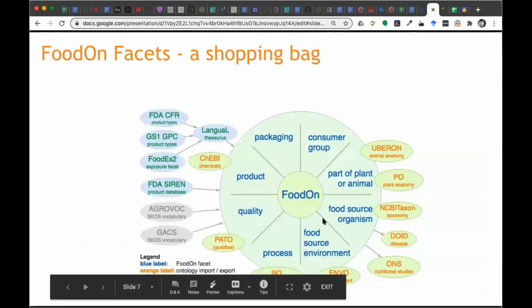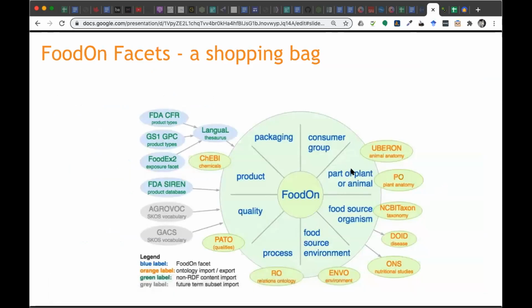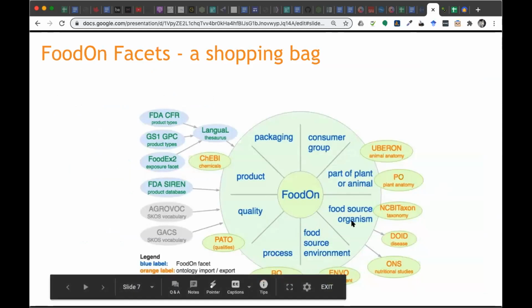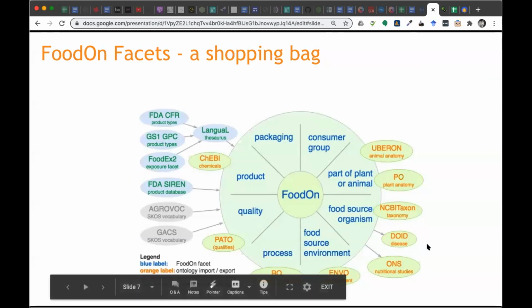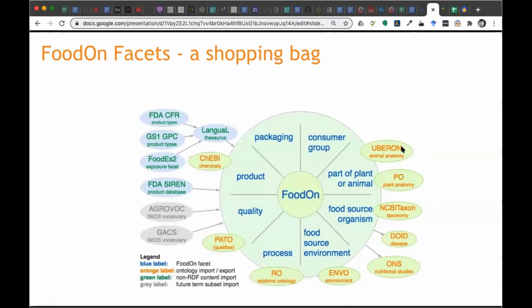So what that ends up being for FoodOn is that you can take a look at a food product and look at each of the facets to describe it. And with those facets, find that some terms are from FoodOn itself for the product name, but others are already created by other ontologies. So NCBI taxon is for the plant or animal food source. The anatomy part, leg, stem, leaf, seed, is covered by plant anatomy, plant ontology, and the Uberon anatomy.